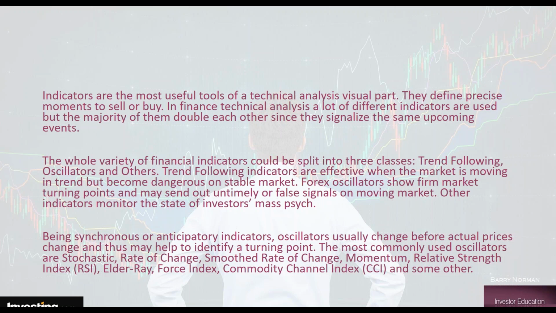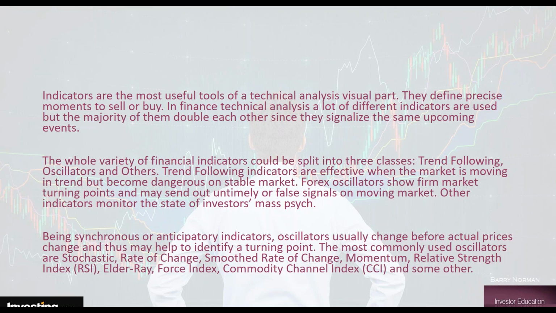So oscillators usually change before actual price change, and thus may help to identify a turning point. So when you have price trending up or trending down, an oscillator will tell you that the market is becoming oversaturated. Not that an overbought market or an oversold market can continue for quite some time or might go into a consolidation point at this time. It doesn't tell you to buy or sell. Okay, your technical indicators and your trend indicators tell you to buy and sell.